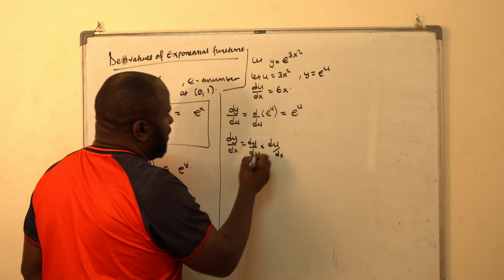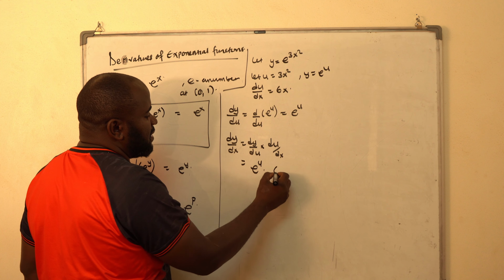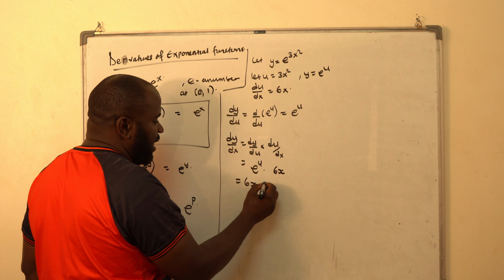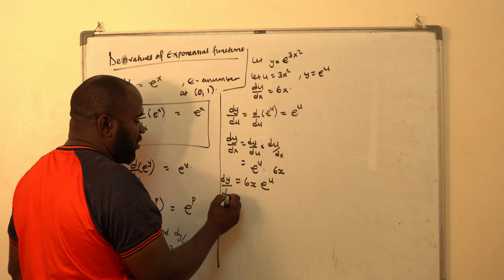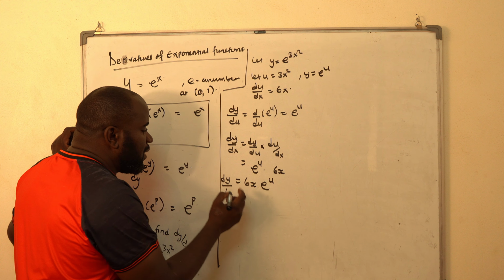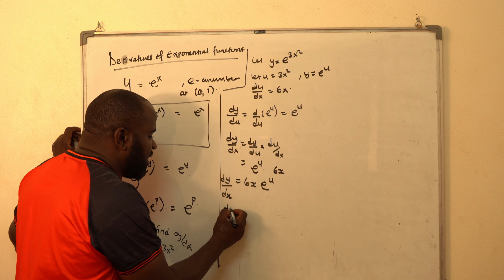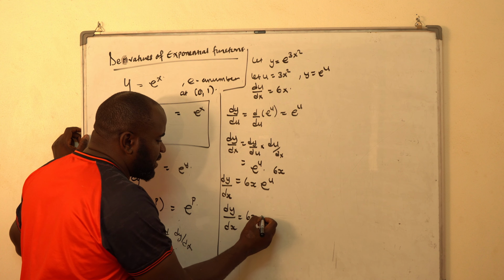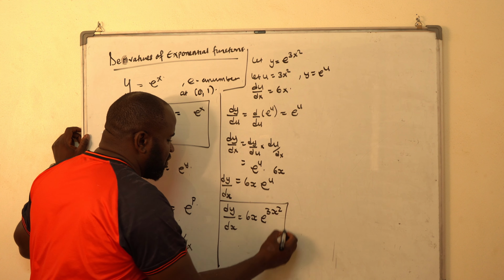I have dy/du as e of u. I have du/dx as 6x. Therefore, my solution will become 6x exponential of u as the derivative of y with respect to x. Now, the question never had u, so bring back the x which was given. So the derivative of y with respect to x now becomes 6x exponential of 3x squared as the solution.